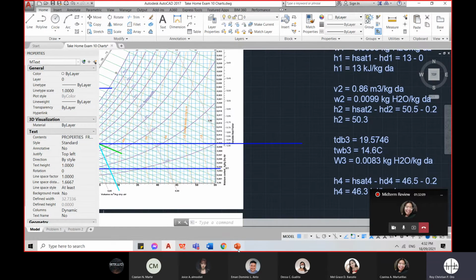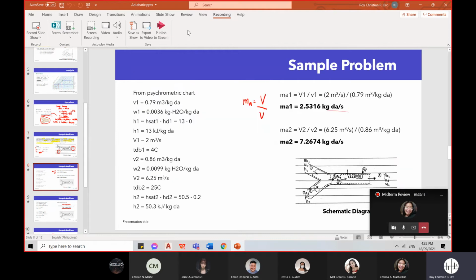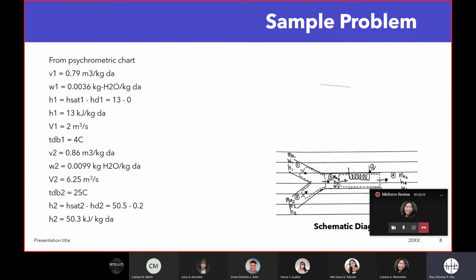So, balik ta sa here. So now, we can solve for the other values. So, first thing we have to do is to get the mass flow rates, since ang given man nato kay volume flow rate, so volume flow rate of state 1 and then the volume flow rate of state 2. And we know that we can get it because the mass flow rate is equal to the volume flow rate divided by the specific volume.